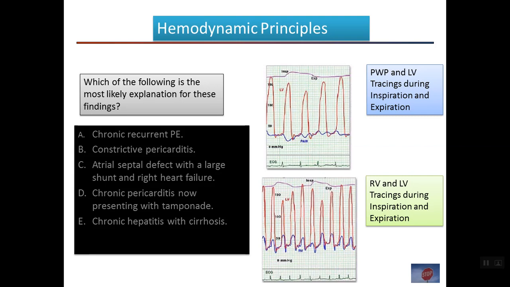Fibrosis, and the pulmonary veins are not included in the pericardial sacs. The pulmonary veins are not affected with these.